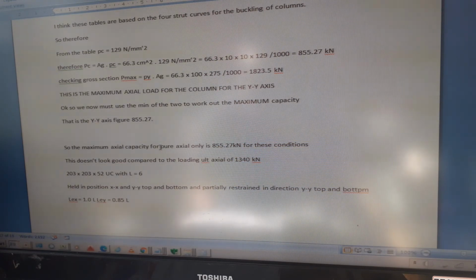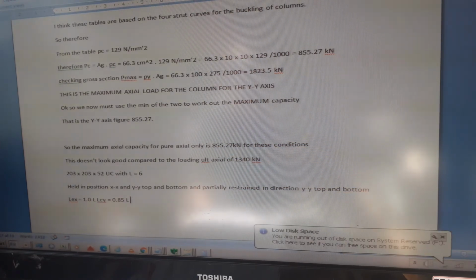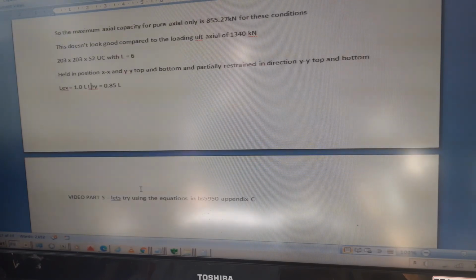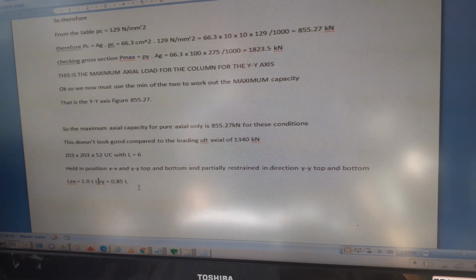Yeah, so that's the answer. So this was a 203 by 203 52 UC with L equals 6 meters, held in position XX and YY top and bottom, and partially restrained in the direction YY top and bottom. LEX equals 1 L and LEY equals 0.85 L. So that's the end of this video. So we've just shown that that's how to calculate the column capacities using BS 5950 using the tables.